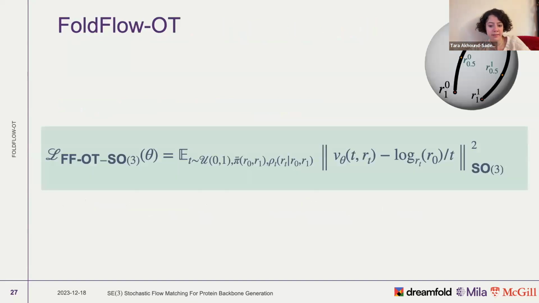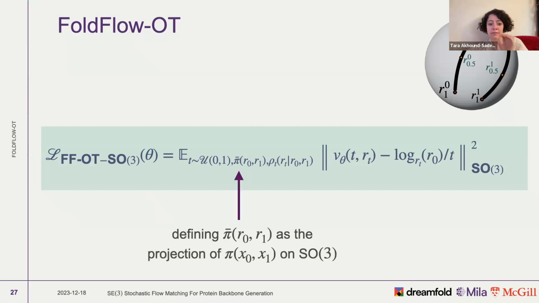So what does that mean in practice? This is the loss for the FoldFlow-OT model. What's changed here is, if you remember, before we had this Q of R0, R1, a distribution we were taking the expectation over, which was just rho 0 times rho 1. Here instead, we have this optimal transport plan. I have pi bar here instead of just pi because this is a loss for the SO3 components, so this is a projection of the optimal transport plan on SE3 onto SO3 itself. But everything else remains the same. Your vector field is basically the same. It's just how you sample R0 and R1, which is based on the optimal transport plan, not the independent coupling anymore.